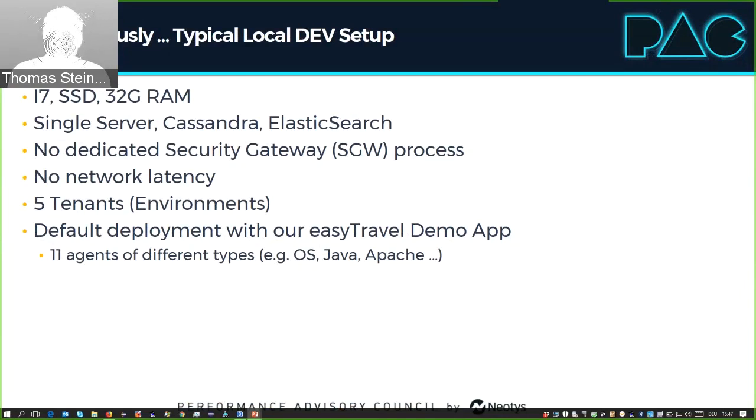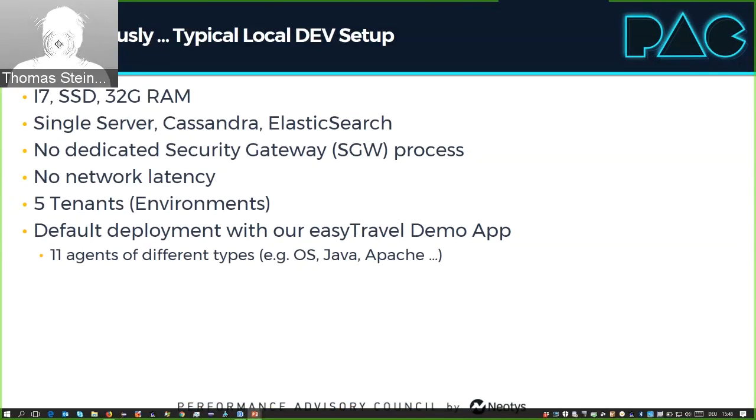By default, you have 5 tenants. So a tenant is more or less a separated environment. You can say that one tenant is equal to a customer, for instance, in production then. So really separated environments shared on a single server, for instance. And if the local engineer goes that far and even installs, for instance, a real Dynatrace OneAgent, and then some kind of easy travel demo application we have, we locally have 11 agents of different types.